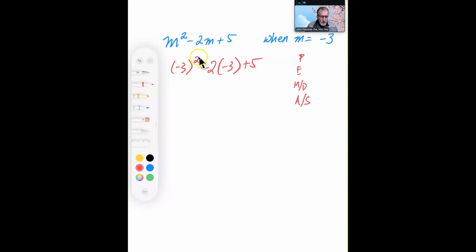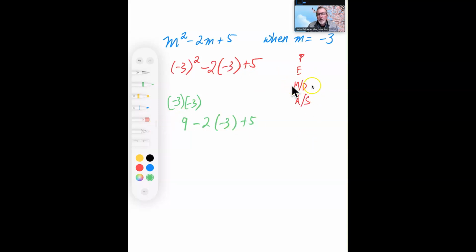And sometimes it's helpful to write these out. This is -3 times itself. And it may help you to write it out this way. Negative times a negative is a positive. 3 times 3 is 9. So we're going to get a positive 9 out of this. And then bring down the rest of the expression, element by element.